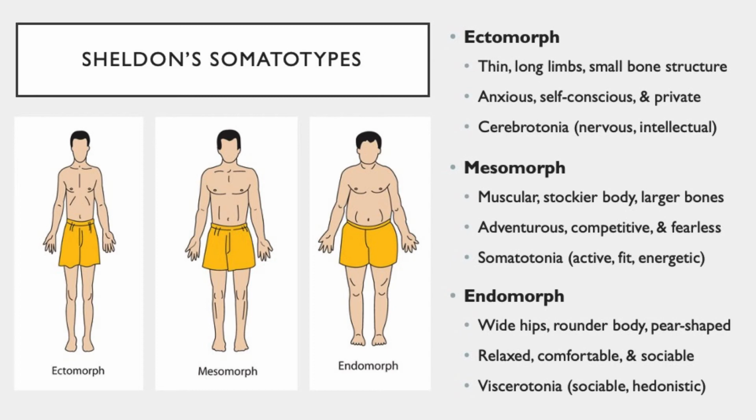Mesomorphs are most similar to the type T sensation seekers we'll be discussing next. They are curious, assertive, agile, competitive, alert, and can be fearless and aggressive.